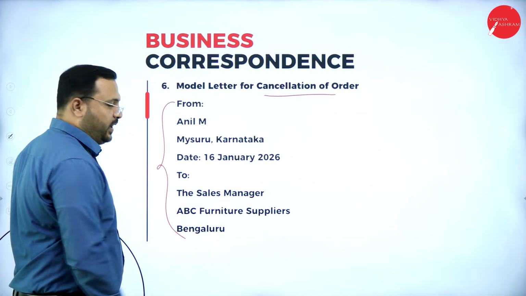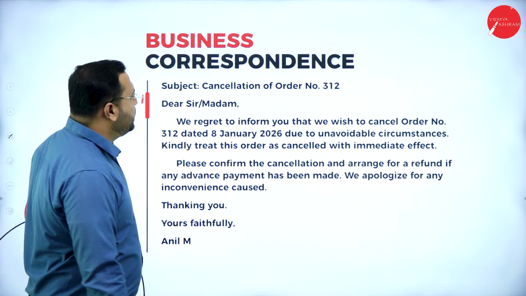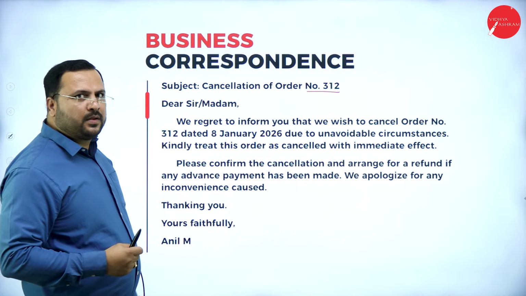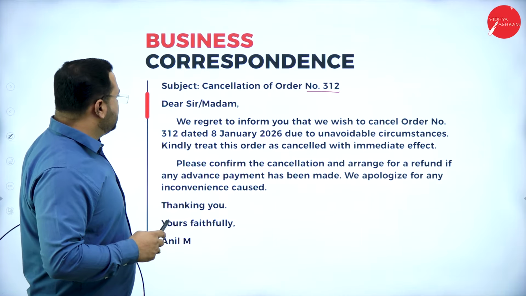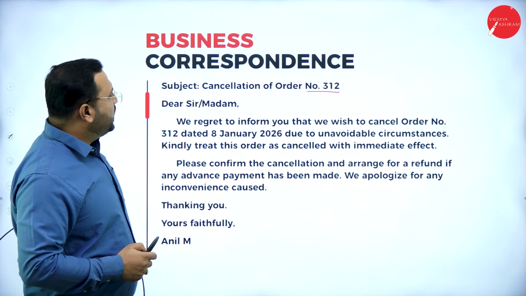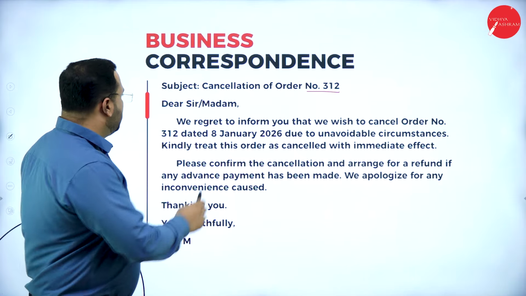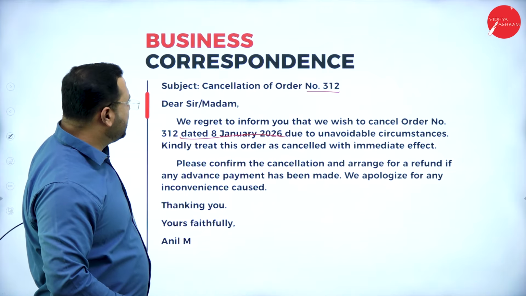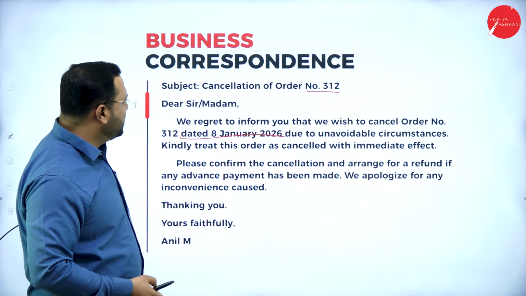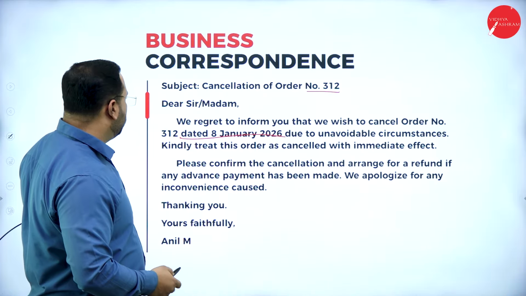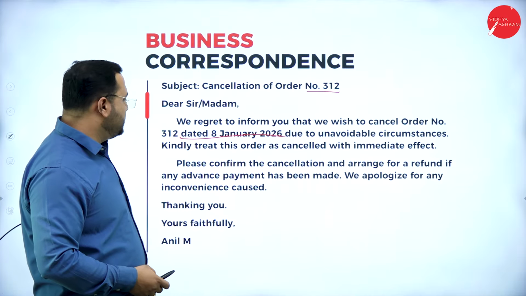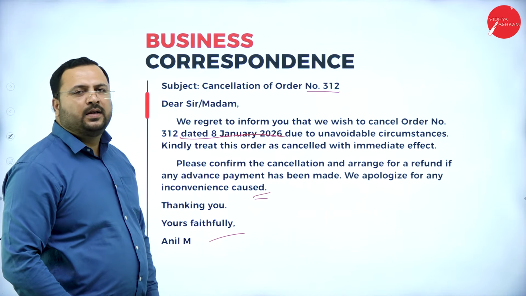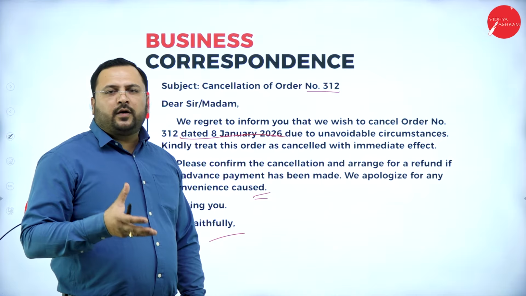Again, the first few things remain as it is. The cancellation of order number 312. In a business, everything is numbered. So you have number for everything. So here, dear sir or ma'am, we regret to inform you that we wish to cancel order number 312 on which date that order was given due to unavoidable circumstances. Kindly treat this order as cancelled with immediate effect. Please confirm the cancellation and arrange for a refund if any advance payment has been made. We apologize for any inconvenience caused. Thank you, yours faithfully. So this is how you are going to write the body of the letter.